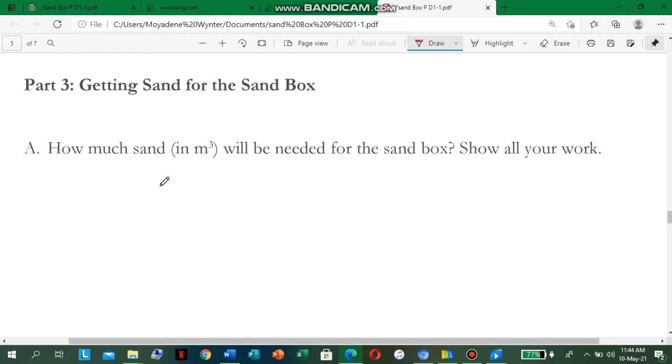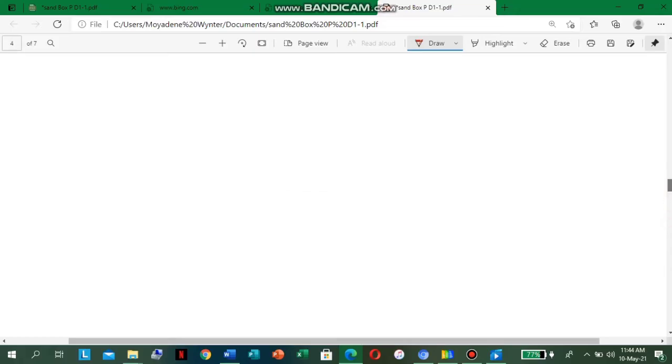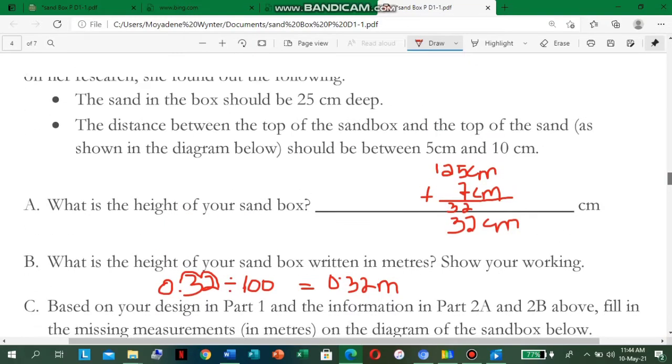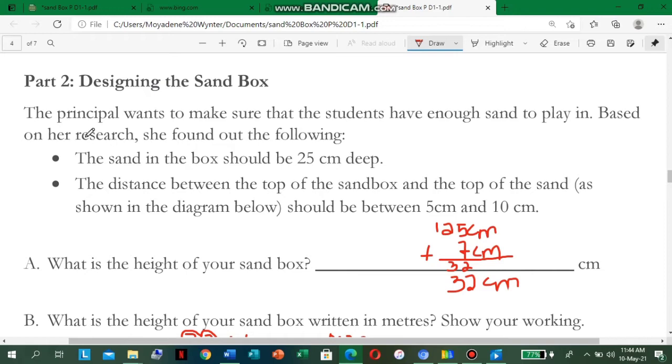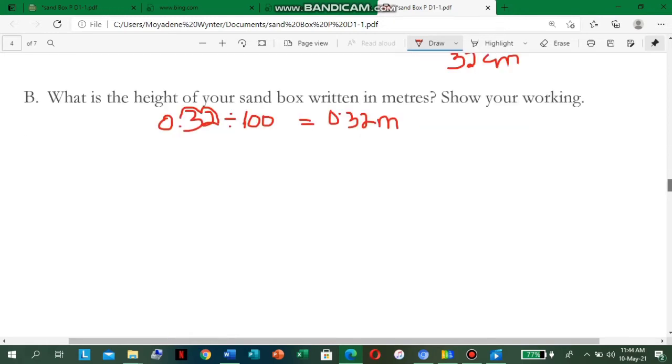So we know that the sand is equal to 25 centimeter. It's 25 centimeter deep. See it here. Remember the thing up here. The sand in the box should be 25 centimeter deep. So we know that.